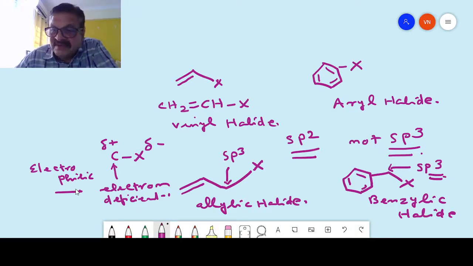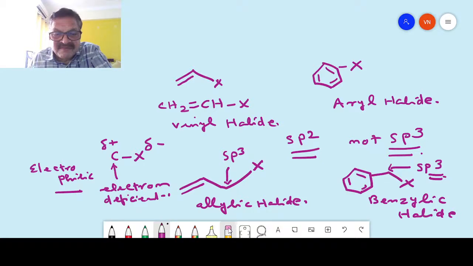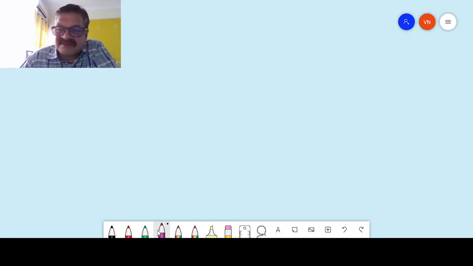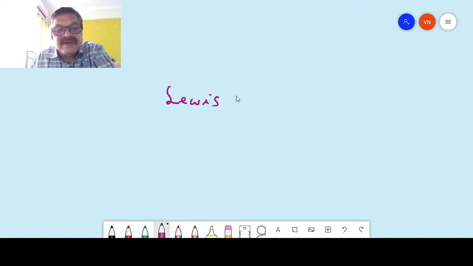Now let us see what these electron rich and electron poor species are. In the previous one or two videos I have released, we have been discussing Lewis acid base reactions. These substitution reactions are simply Lewis acid base reactions. Electron rich reagents means the Lewis bases. They are nucleophiles. We know electron rich bases are the Lewis bases. What are Lewis bases? Lewis bases are nucleophiles.